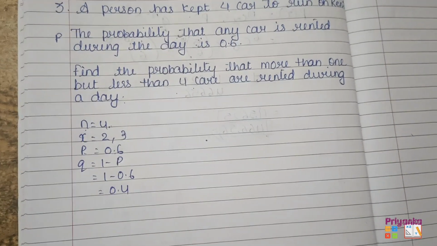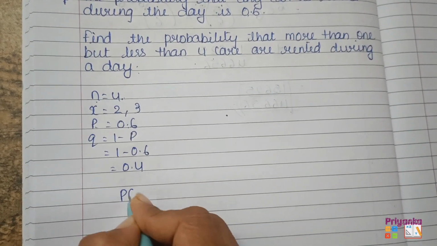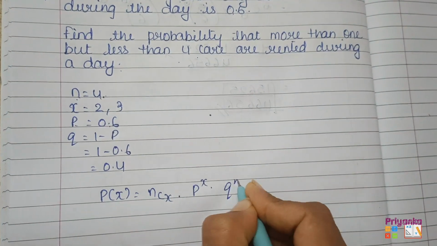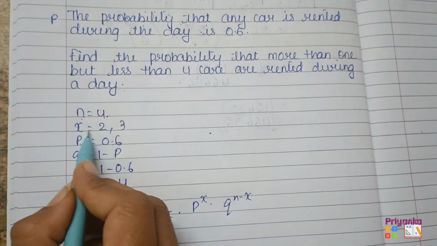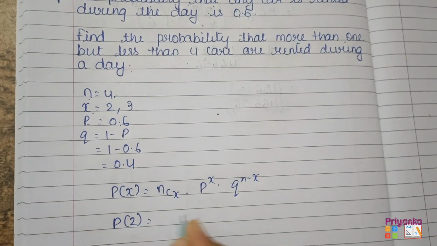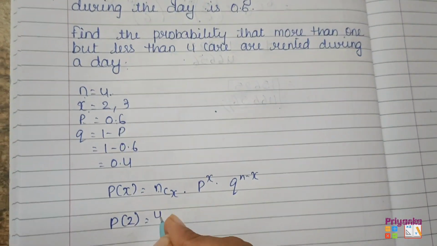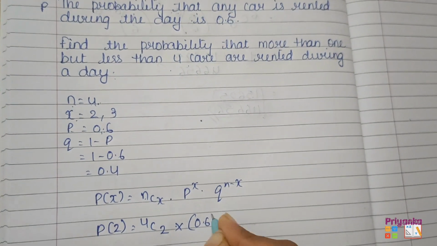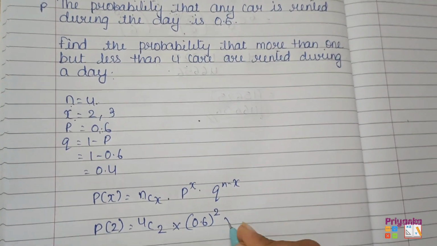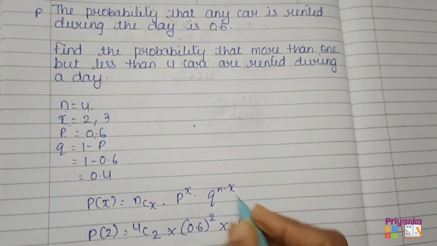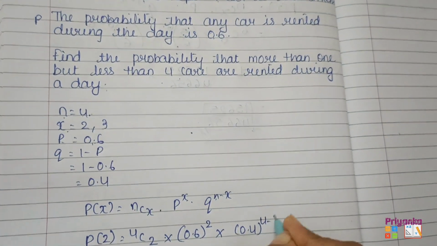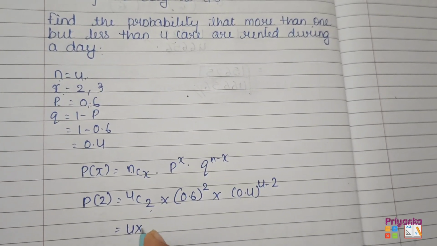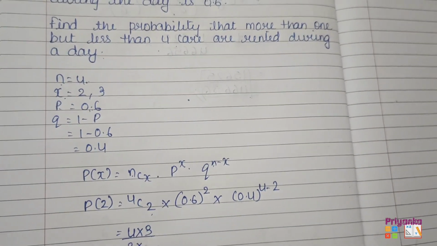So out of this information let's write the binomial probability distribution, that is P(x) = nCx into p raised to x, q raised to n minus x. First of all we'll take x value as 2. Now n value is 4, nCx is 4C2, p is 0.6 raised to x, which is 2, q is 0.4 raised to n minus x, which is 4 minus 2. So for the combination, 2 digits going backwards, 4 into 3, over 2 into 1.